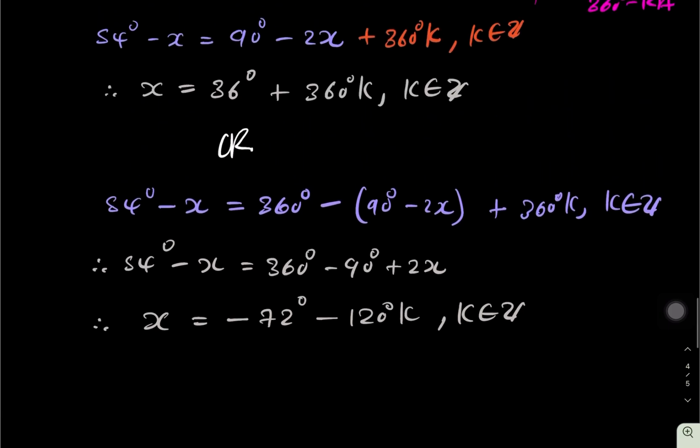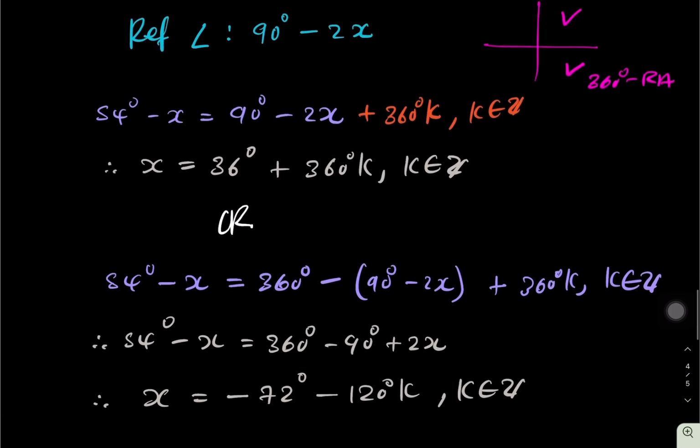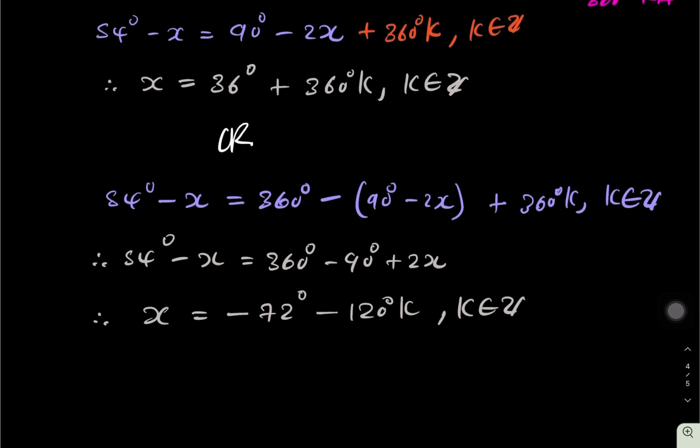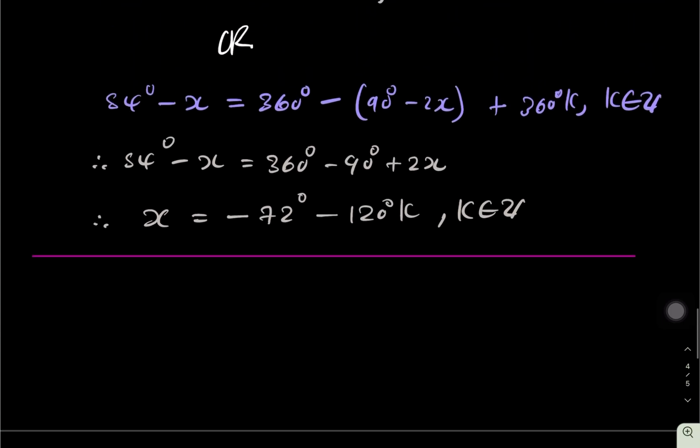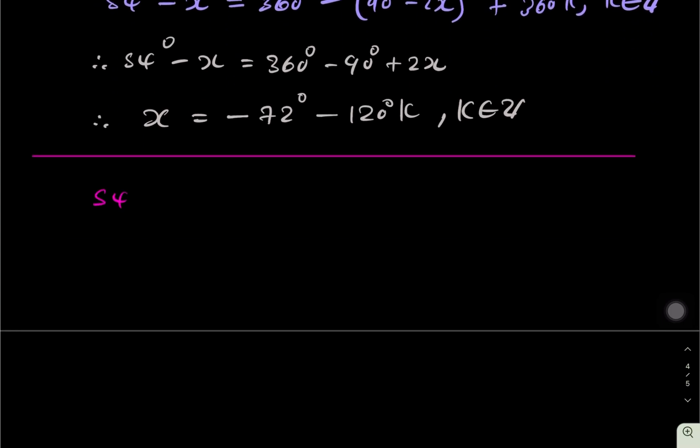Okay, now let's check the next question. I will use this one. However, there are two ways of doing it. Okay, let me show you the other way. Because this is a cosine, you could have said that you have 54 degrees.